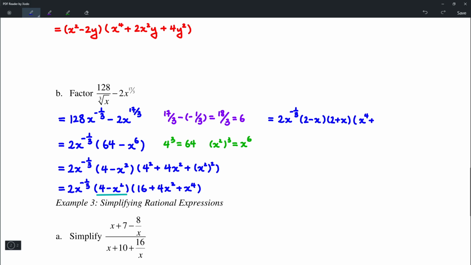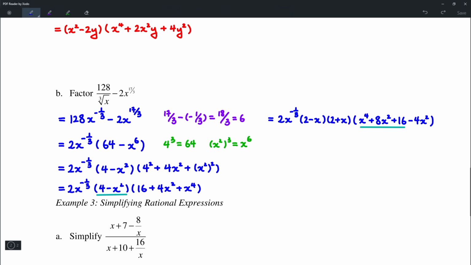Now we can add 4x squared. So the 4x squared becomes 8x squared plus 16. And of course, since we added 4x squared to the expression, we have to subtract 4x squared. So we'll do that. And the reason for doing that is because now we suddenly have x to the 4th power plus 8x squared plus 16. And this is actually a perfect square trinomial.